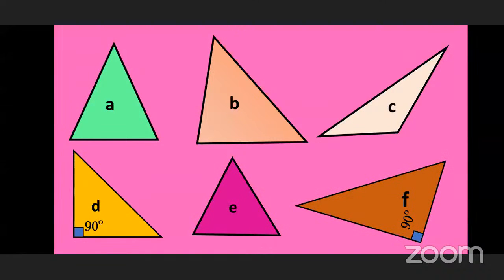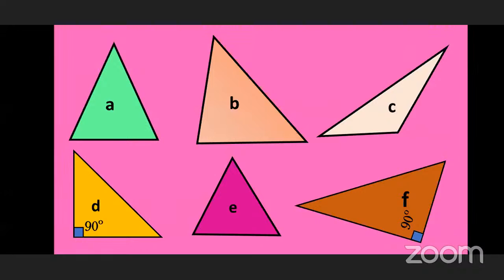So D and F. Observe them. Yes, very correct. Triangles D and F are right angled triangles. Can anyone tell me why only D and F are right angled triangles? Because there is a little square. Yes, because there is a little square.